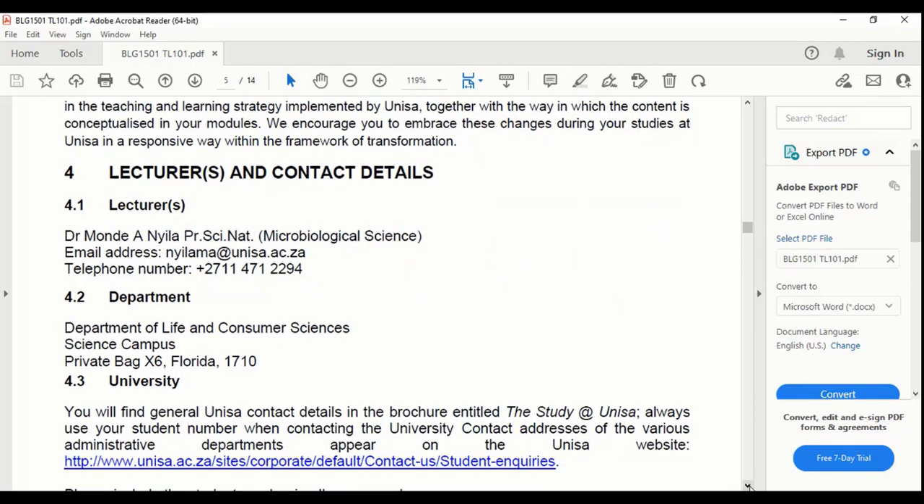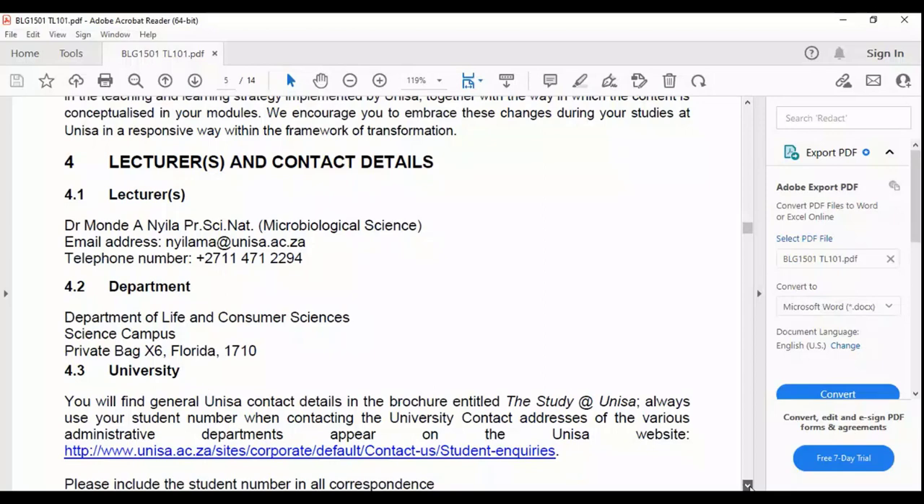And obviously, these are the contacts of your lecturers. I cannot stress this enough. Please make sure that these are the people that you are familiarizing yourself with. If you struggle with anything, make means to contact them.